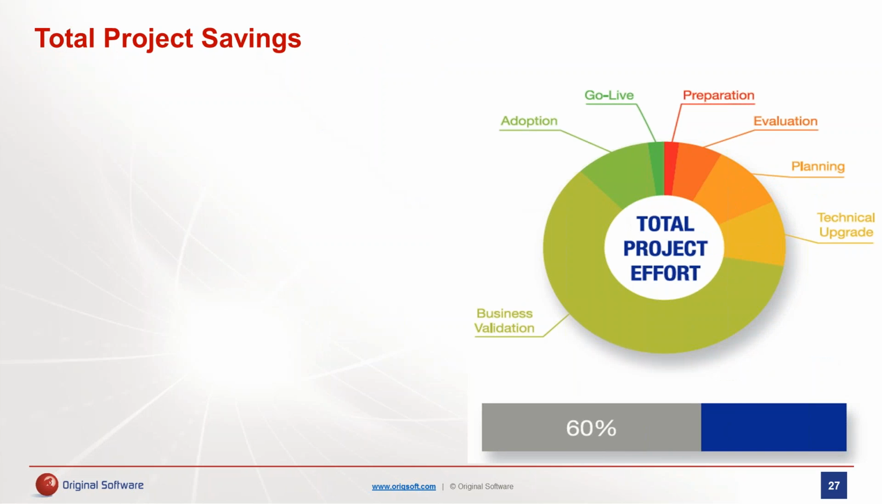Okay, so let's talk about the whole project savings, and the little graphic on the right there indicates all of the phases that are going to be involved in each one of those projects, and as is obvious there, the business validation phase is by far the largest, and our customers tell us that's probably about 60% of the total project effort. So using correct tools, solutions, applications, there is a massive opportunity for time and cost savings.